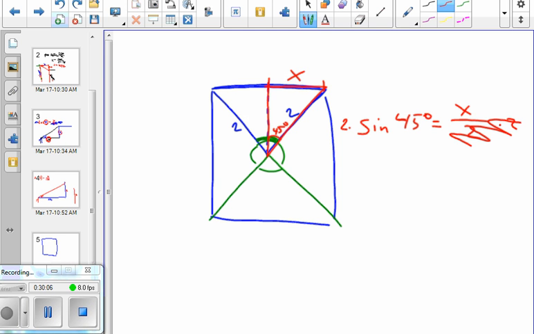1.41. If that's 1.41, then what's a whole side of the square? 2.82. This whole distance must be double that distance, 2.82. Does that make sense? Okay, one more.